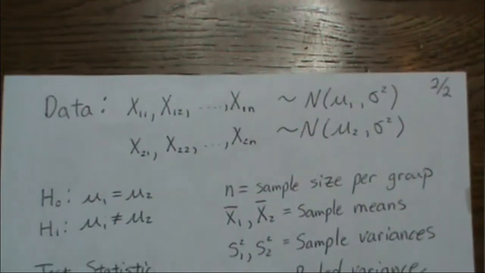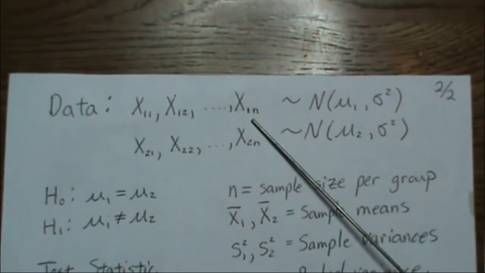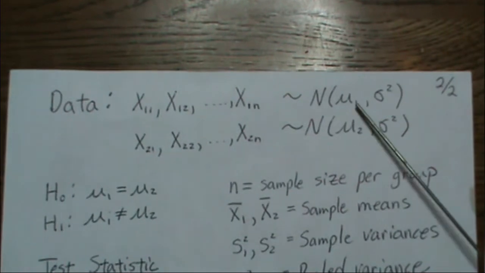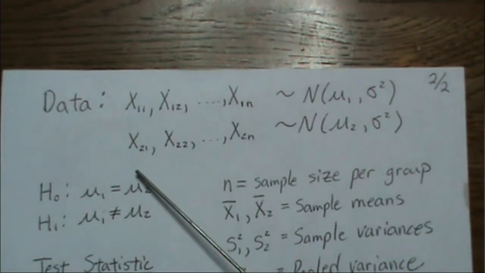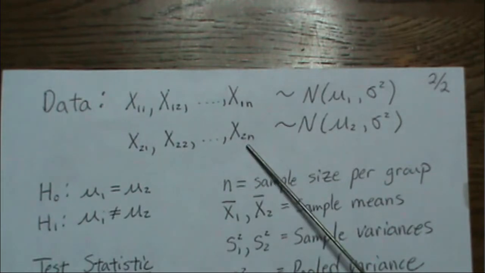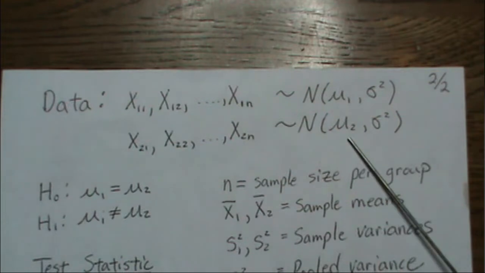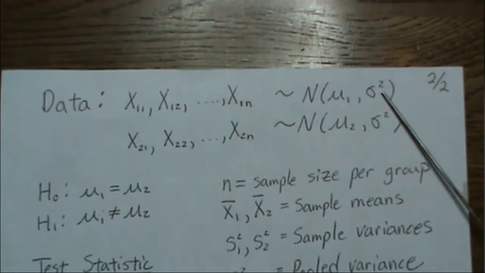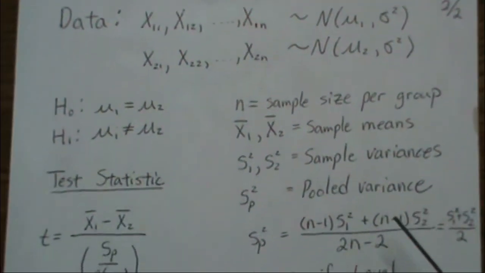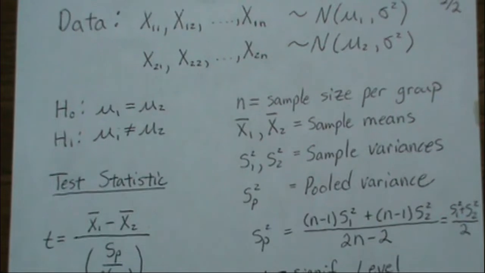So to set up the test, we assume our data follow a normal distribution with some mean mu1 and variance sigma squared. We have another population of data, sample size n, same as this n, which follows a normal distribution with mu2 and the same variance as the first population. We're going to test: are the mu's equal or are they not equal?